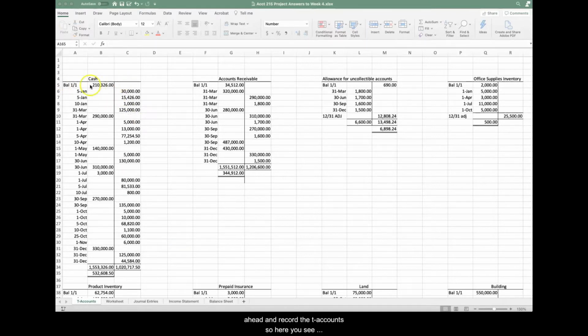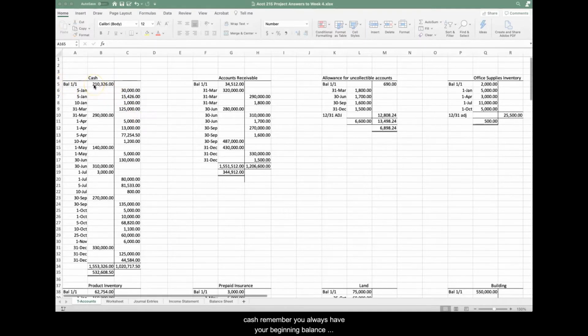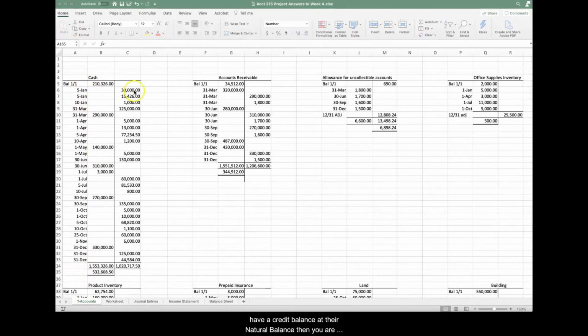So here you see cash. Remember, you always have your beginning balance, and here you have to note which accounts have a debit balance as their natural balance and which accounts have a credit balance as their natural balance. Then you are going to record all of your dates here, and then you're going to record the debit or credit. So here, if we have January 5th, $30,000 credit in cash, we'll need a corresponding debit.